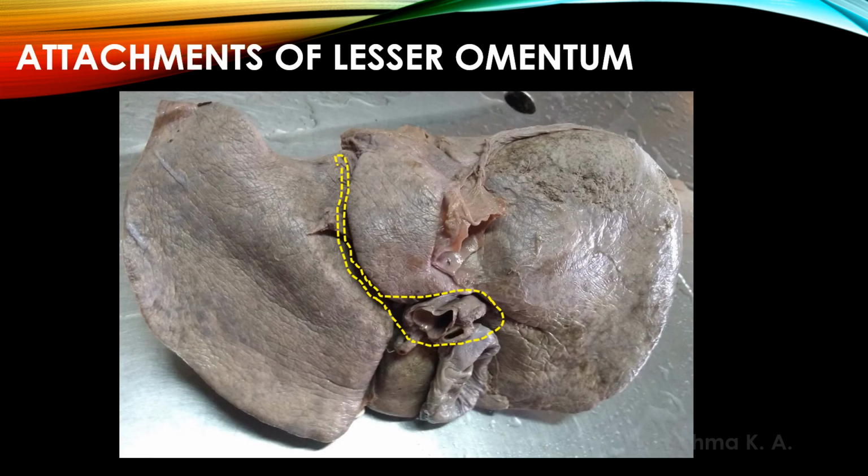The liver is not covered by peritoneum along the attachment of lesser omentum. The lesser omentum is attached around the margins of porta hepatis and into the floor of fissure for ligamentum venosum. Thus, the porta hepatis and the floor of fissure for ligamentum venosum are not covered by peritoneum.